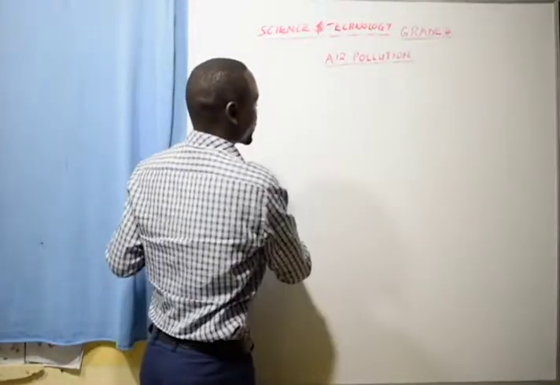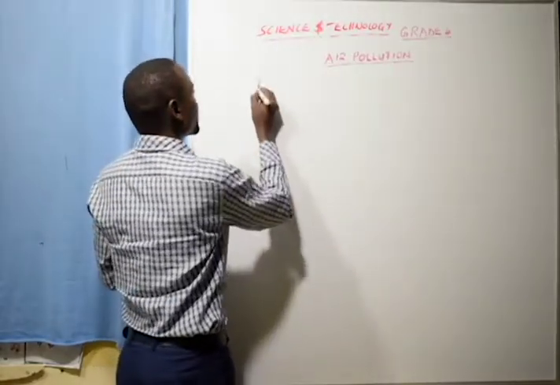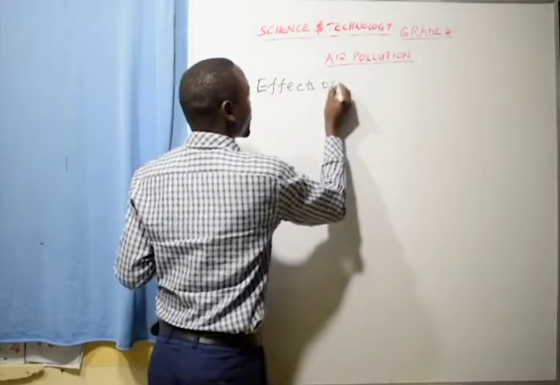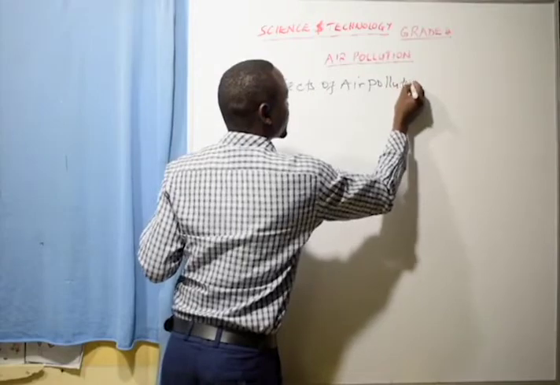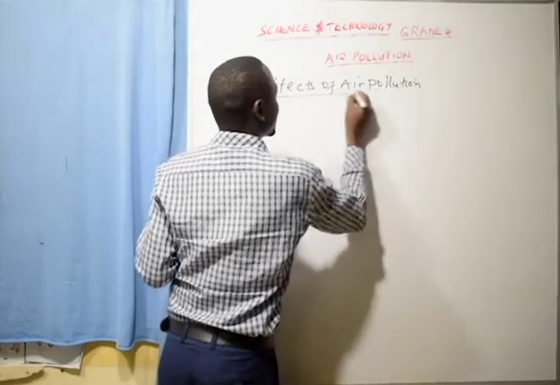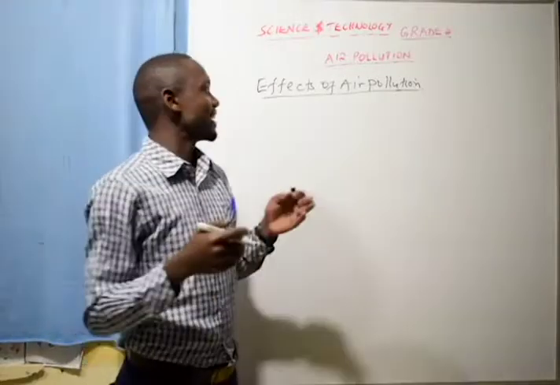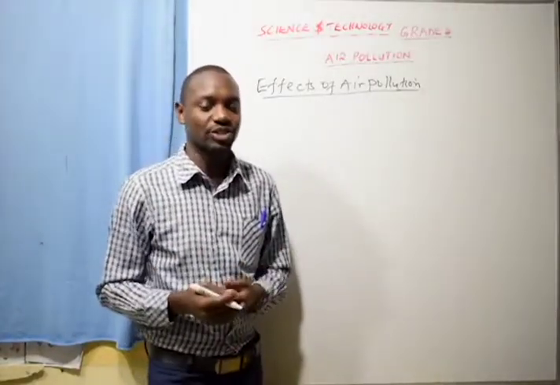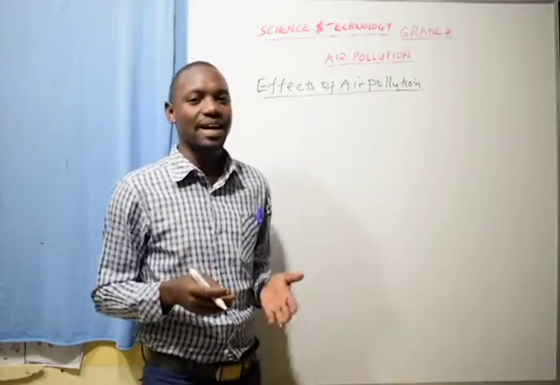Effects of air pollution on living things. We are going to look at that very briefly. Living things are things that live. Living things are majorly plants and animals. As we said in the previous topic, living things are plants and animals.